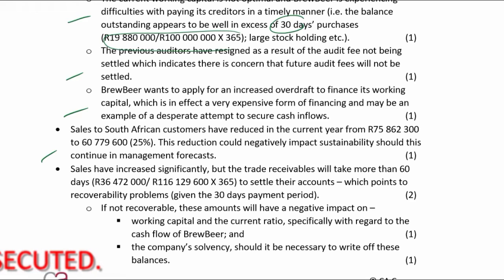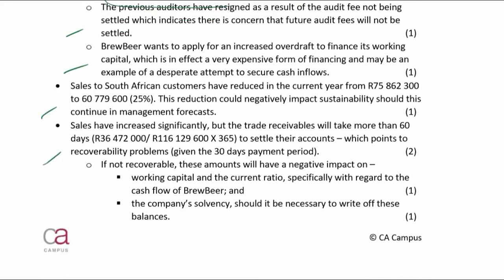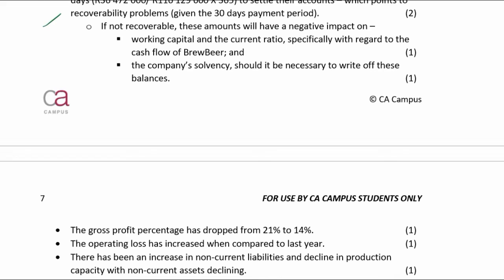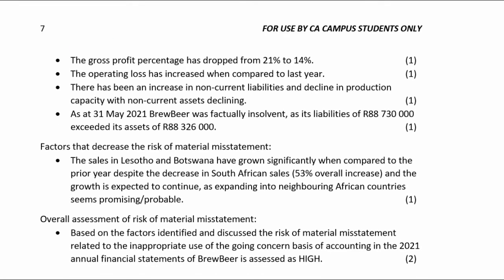Local sales have decreased. Looking at the trade receivables or debtors days, those are in excess of 100 days. If it's not recoverable, they are going to have significant impact on their financials. The gross profit percentage is down. Guys, it's the percentage that's down.